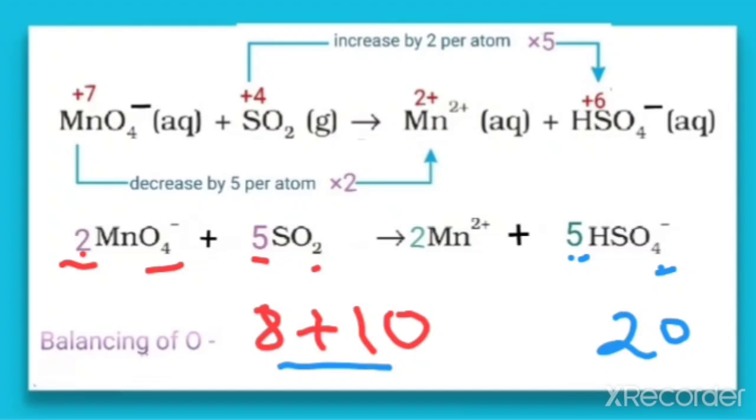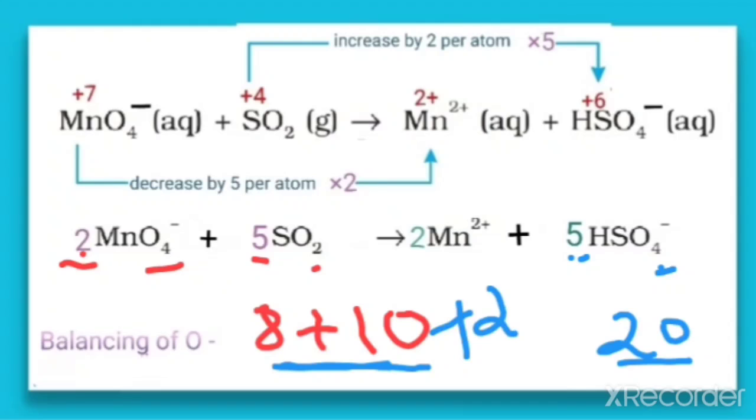So in this step you have to find out how many oxygen are there on the left hand side and on the right hand side. Now find out, are they equal? No, because on one side it is 18, on the other side it is 20. So you have to add water on the deficient side. And how much is the deficiency here? Because here 18 and here it is 20. So how much is required now?